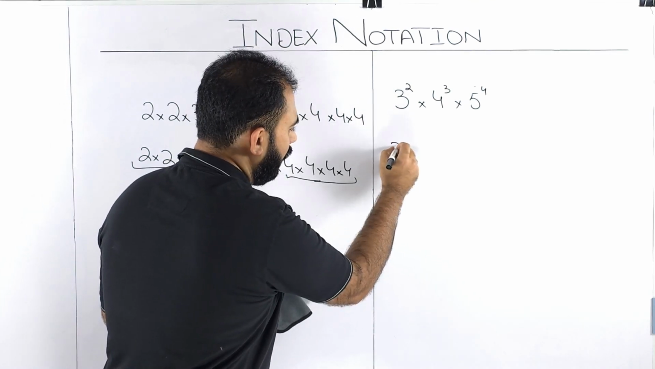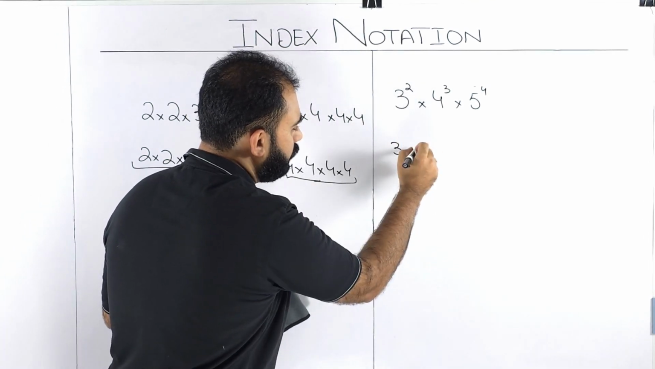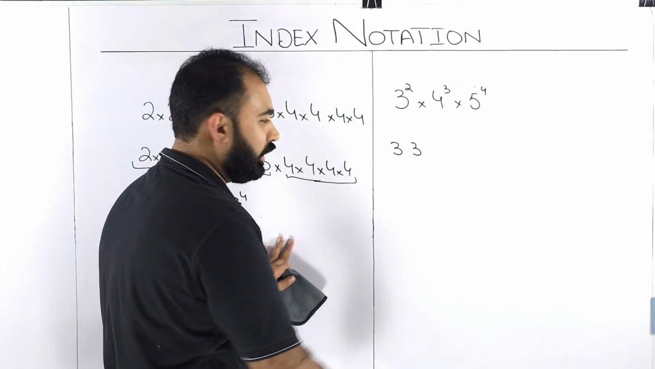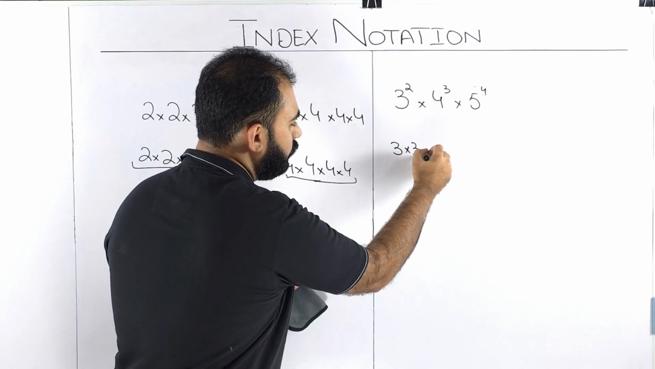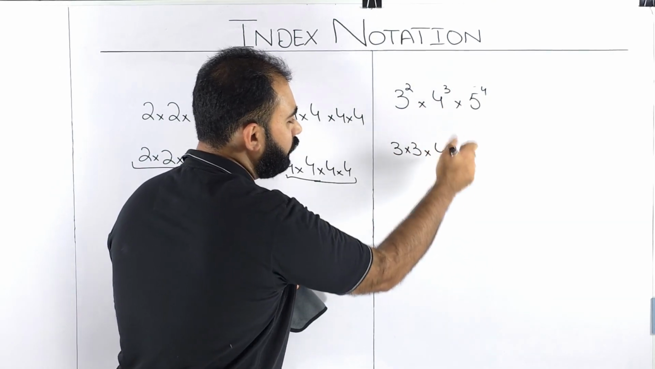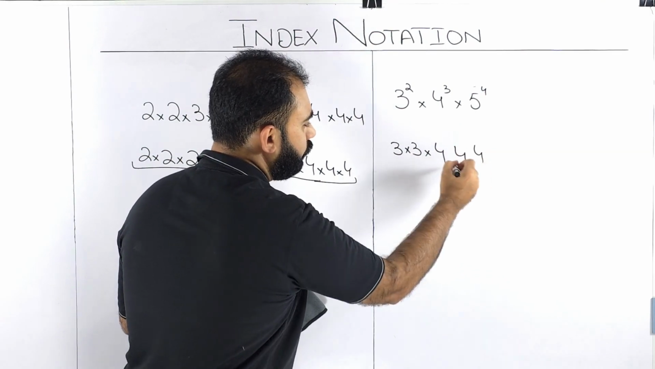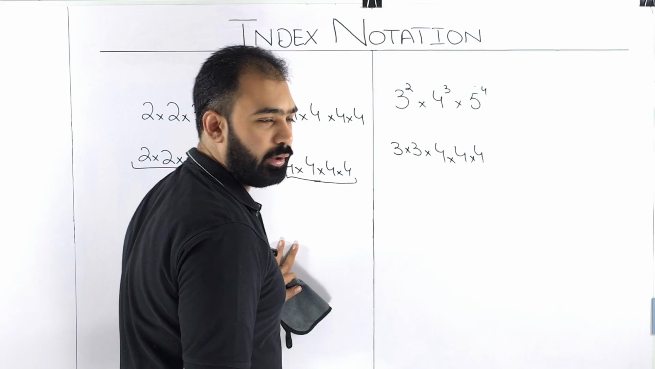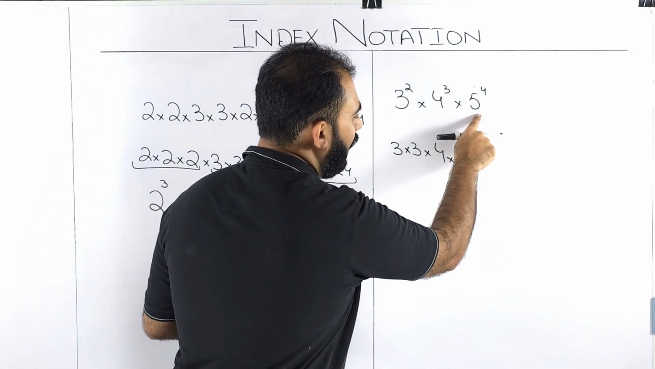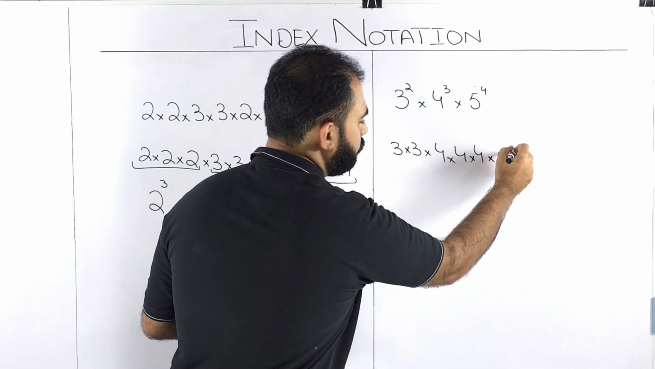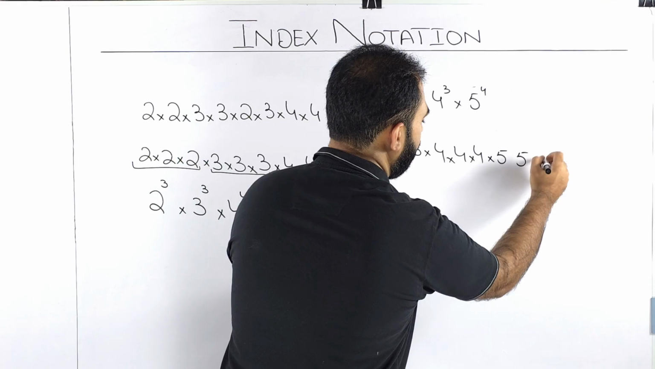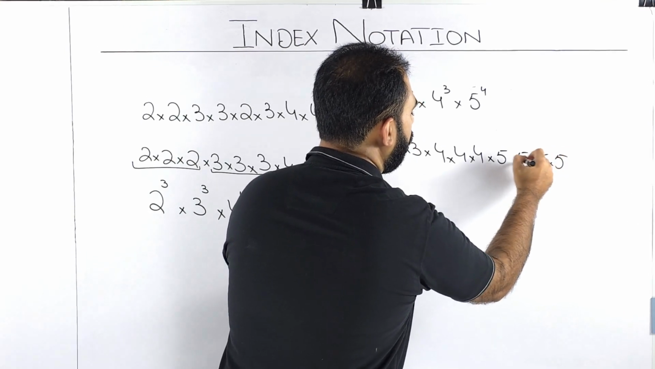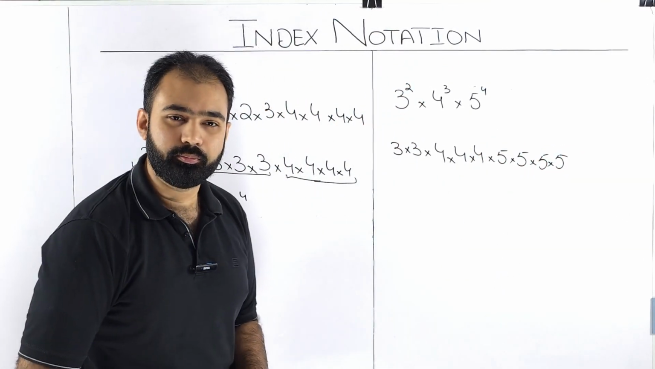3 is the base, so I'll write 3. How many times? 2 times. And I'll put a multiplication sign here. 4 is the base, so I'll write 4. How many times? 3 times. And I'll put a multiplication sign in between. 5 as the base, and how many times is it there? 4 times. 5, 5, 5, 5, and I'll put all the multiplication signs here.